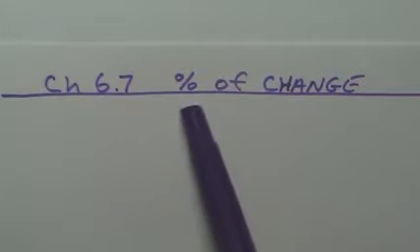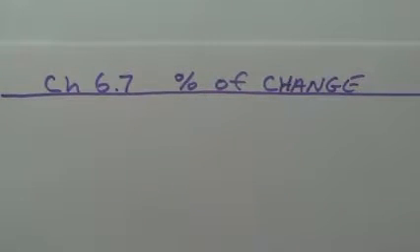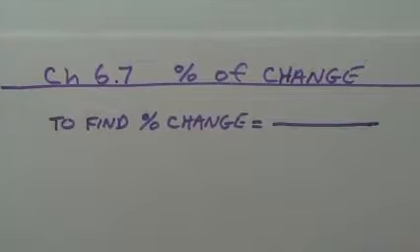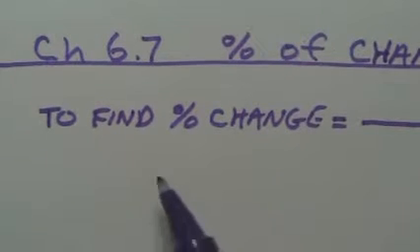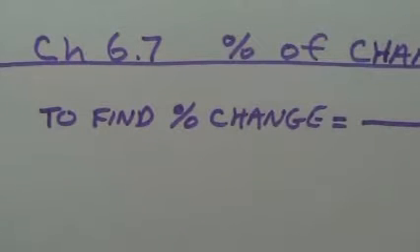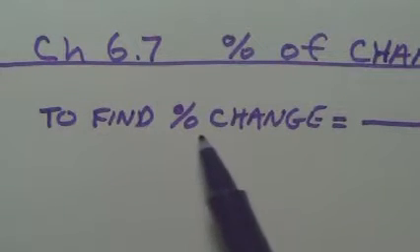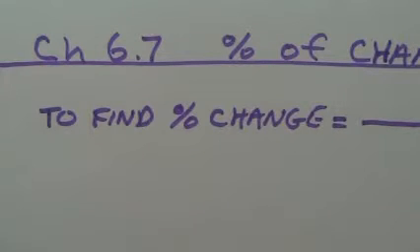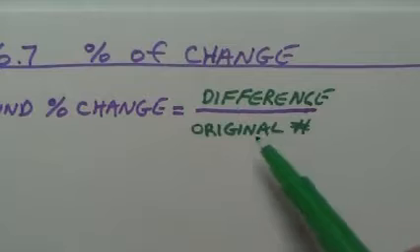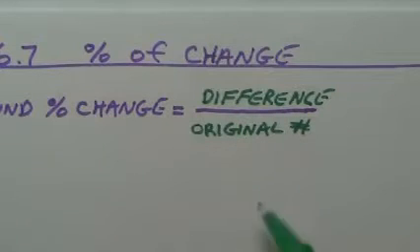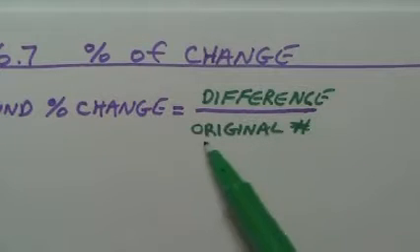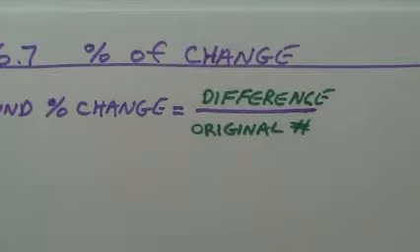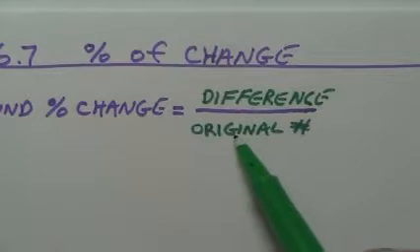Chapter 6.7, today we'll talk about percent of change. To find the percent change, we're going to make a fraction taking the difference of the two numbers divided by the original number. The difference divided by the original number. So we're going to subtract two numbers divided by the original number.